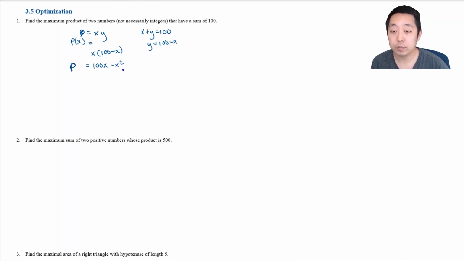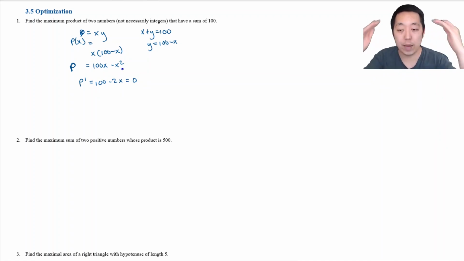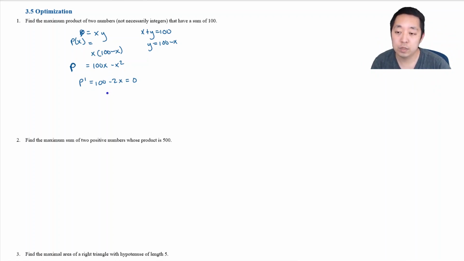Now, to do that, I'm going to take the derivative. So I'm going to take the derivative of this. It's going to be 100 minus 2x equals 0. This is how I find my critical numbers, right? That's how I find the maximum of the graph of a function. First, I find the critical numbers. This would be x is equal to 50, as you can see.